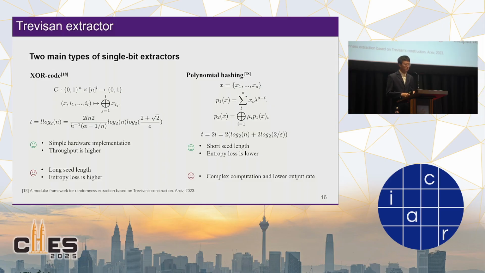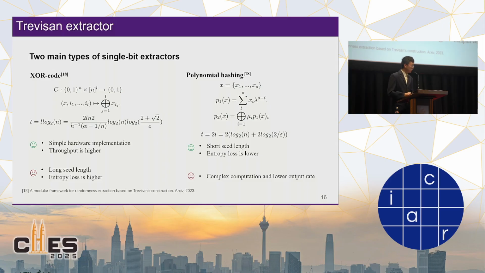It has two steps of entropy extraction. We need to divide the input sequence into S blocks in advance. The first process performs the polynomial multiplication and addition on the input sequence in a Galois field. The lambda is the seed of the first extraction. The second extraction performs the inner product between the P1x and the second seed mu.